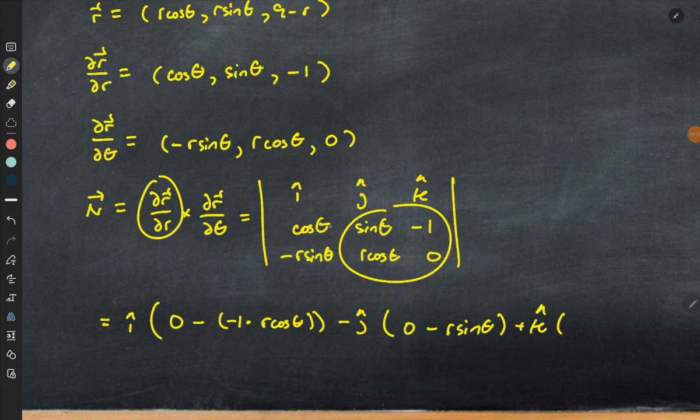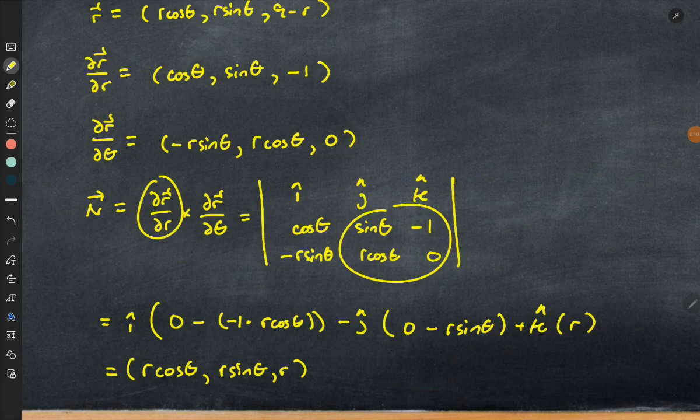Now, the product of these two minus the product of those two just works out to be r. You can do the math, but I'm just going to tell you that it works out to be r. So then, if you evaluate this, you'll find that your normal vector is r cos theta, r sine theta, r.